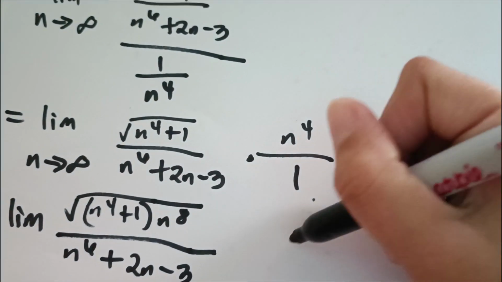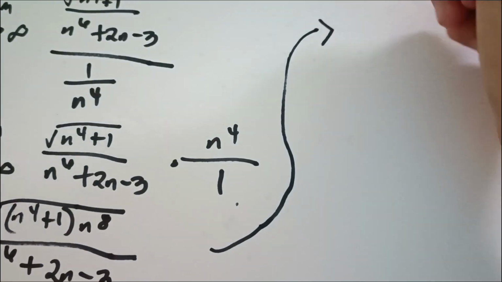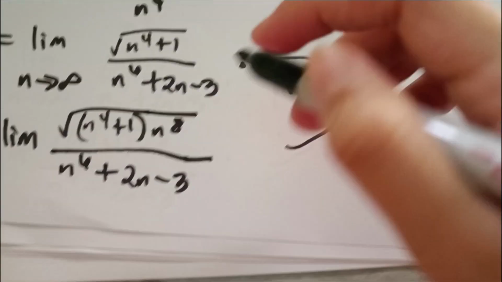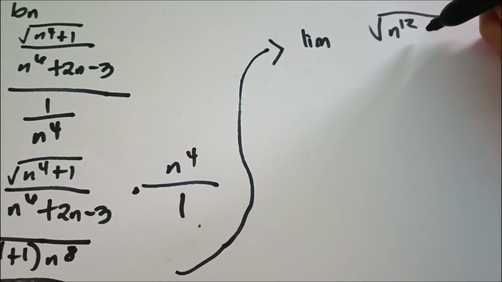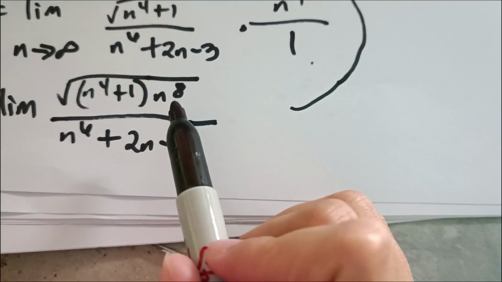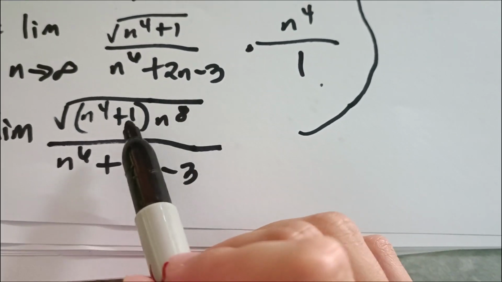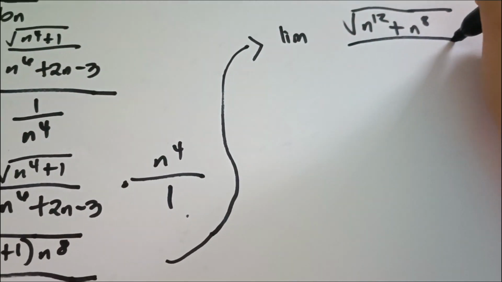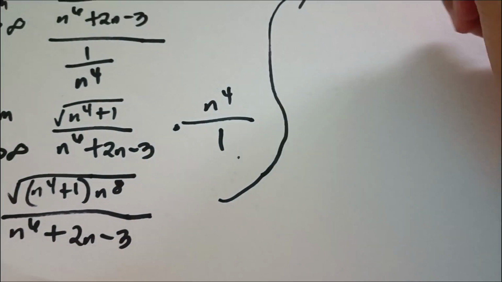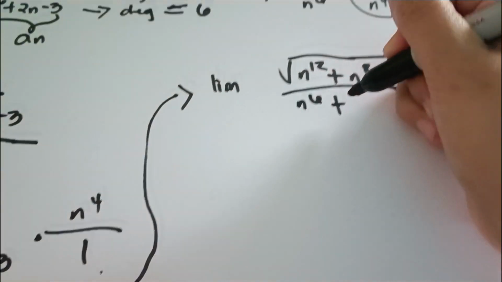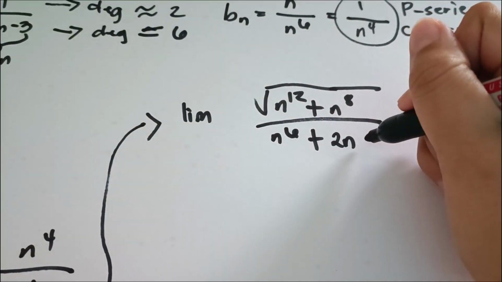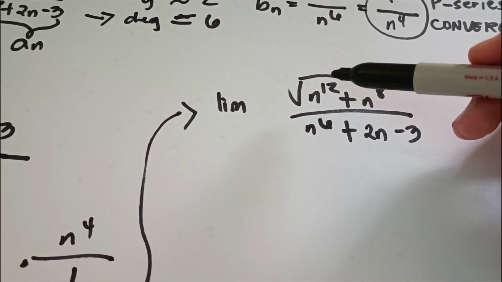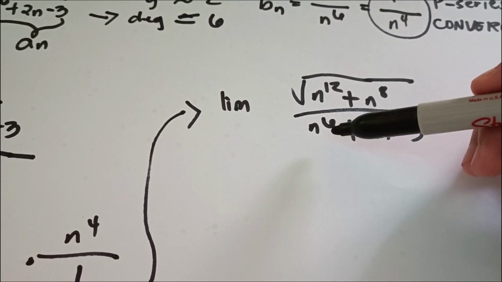This will become the limit of square root of n raised to 12 because 8 plus 4 is 12, plus multiply this one, n raised to 8 multiplied by 1 is n raised to 8, divided by, just copy this denominator, n raised to 6 plus 2n minus 3. So what is our highest degree here? 12 in numerator and 6 in denominator.